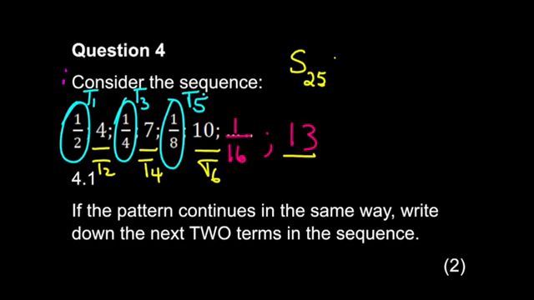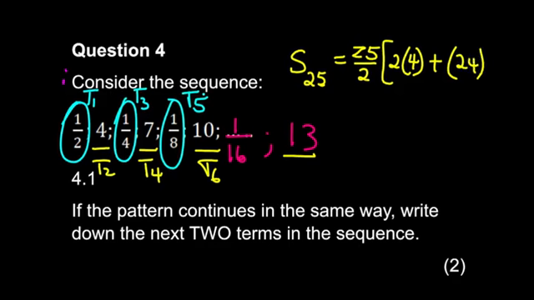So the sum of 25 would be 25 over 2, and you would have 2 times 4 plus, and we have 24 differences, and the difference was 3. We're adding 3 all the time.